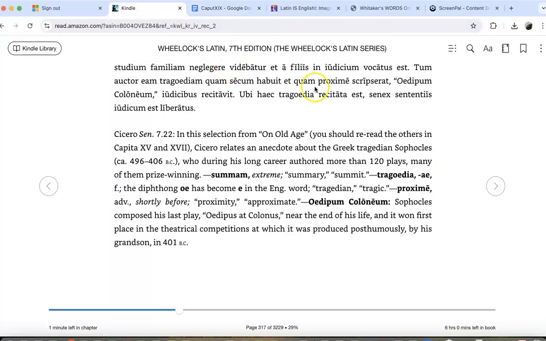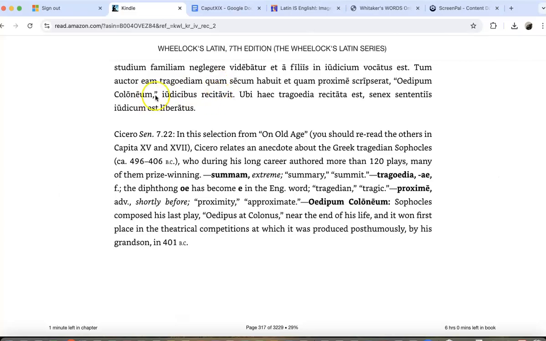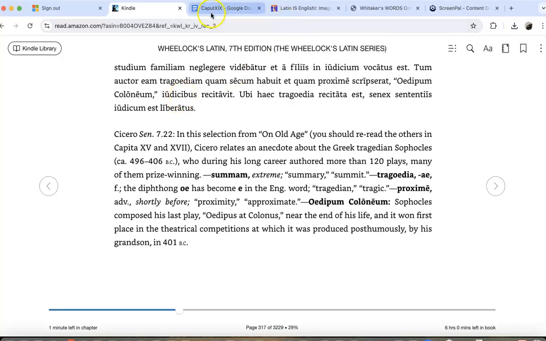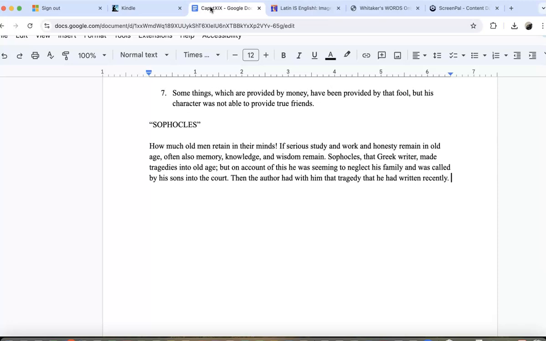Okay, and then he recited Oedipus Colonium. He recited Oedipus Colonium to the judges. So he read his tragedy to the judges. I'll just abbreviate this: he recited Oedipus Colonium to the judges.